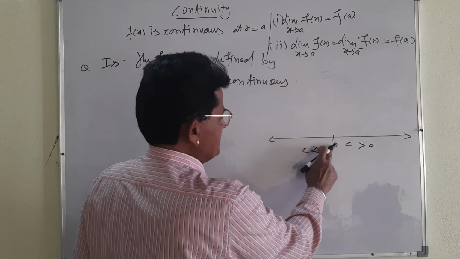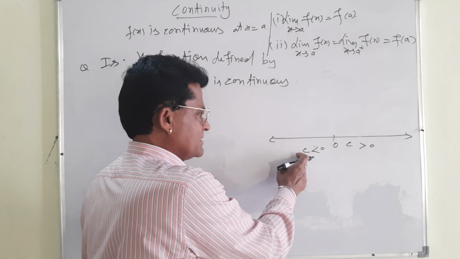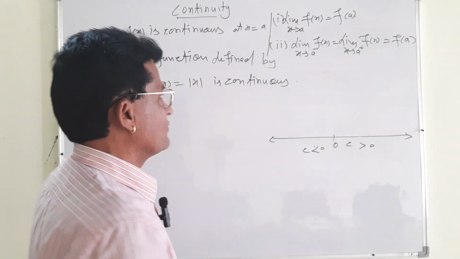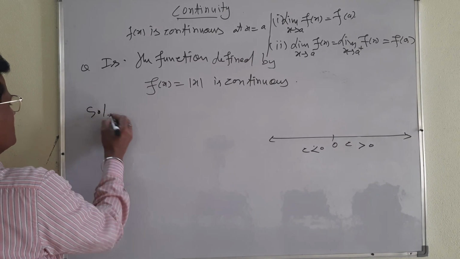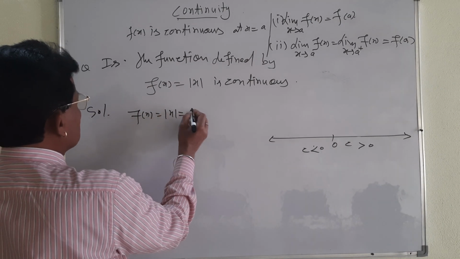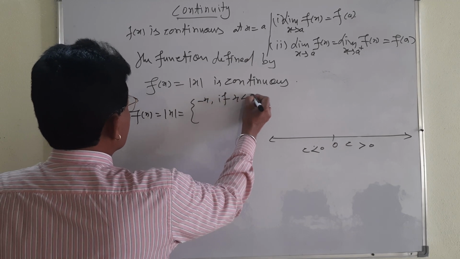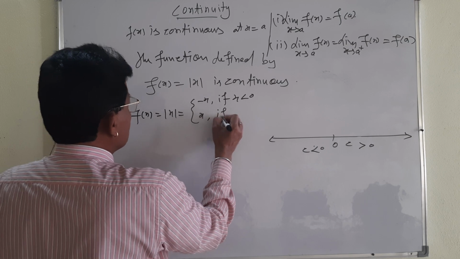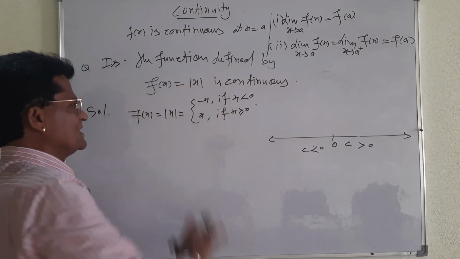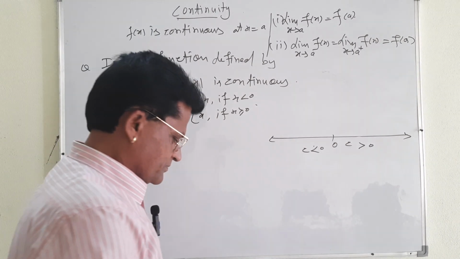I already discussed the function, this function is continuous at 0. Now I will take c less than 0. But what I am going to take, you see, f(x). Dear student, you concentrate and try to understand. Minus x if x is less than 0, as I told you. x if x is greater than or equal to 0. These are the 2 values of this absolute value of x. And you know it properly.